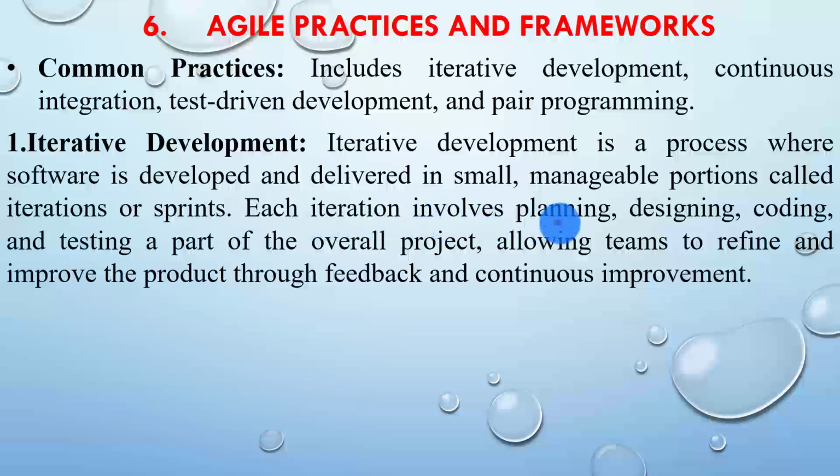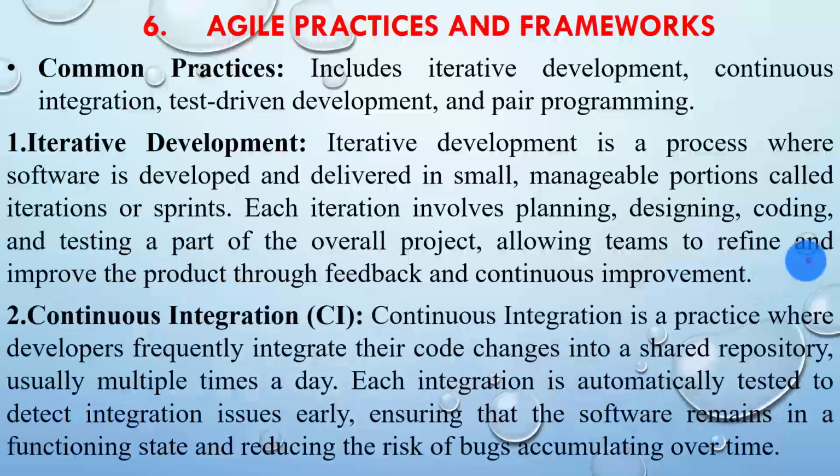Each iteration involves planning, designing, coding, and testing a part of the overall project. So the overall project is divided into small, manageable tasks or projects, allowing the team to refine and improve the product through feedback and continuous improvement, because everything is subdivided into smaller portions that can be easily managed.